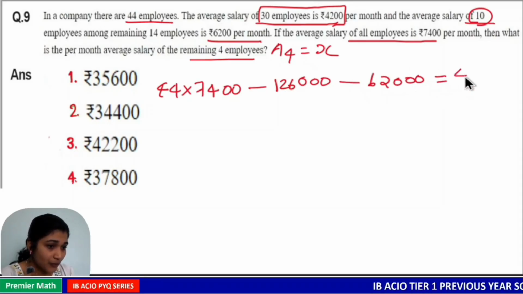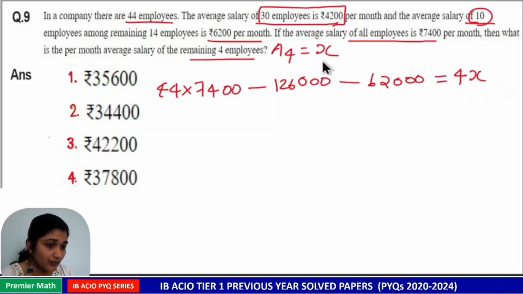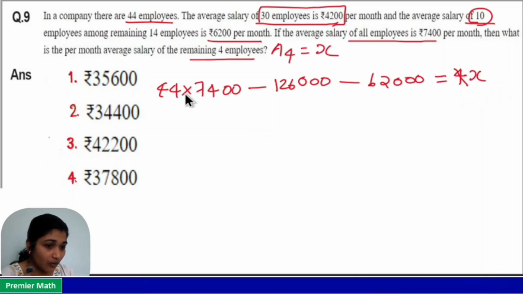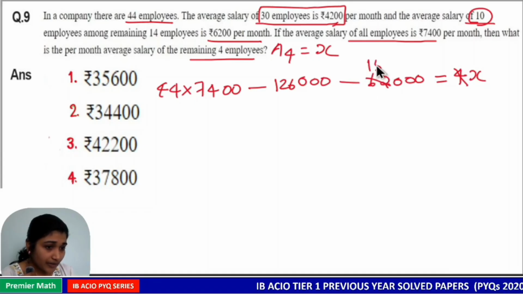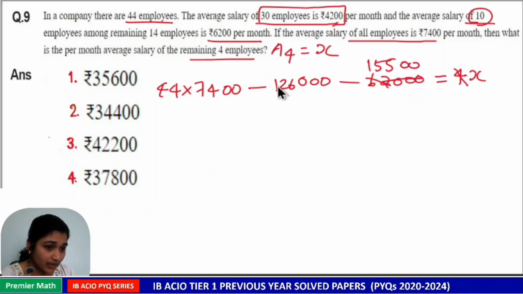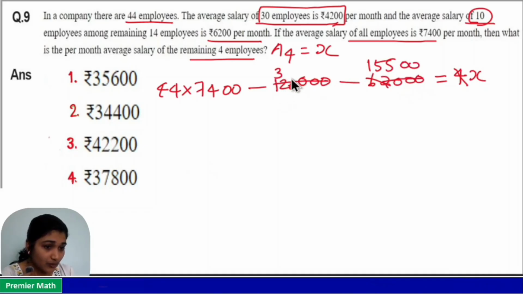Now this is equal to the sum of salary of these 4 people. That is 4 into the average of these 4, which is equal to X. 4X is the sum of salary of 4 people. Now just divide all these terms by 4. So this becomes X, this becomes 4 goes 1 time in 6, 5 times in 20 and again 5 times in 20, remaining 2 zeros. And here 4 goes 3 times in 12, 1 time in 6, 5 times in 20, remaining 2 zeros. And here 4 goes 11 times in 44.